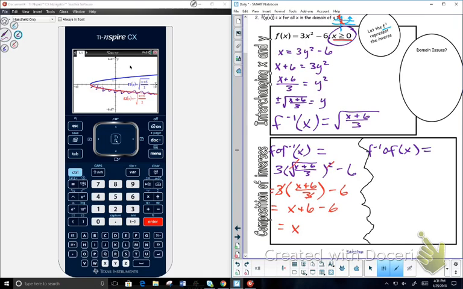Okay, so given this, now my outside function is f inverse, so that means I got this, parentheses, plus 6. Make sure you get all this underneath the radical.